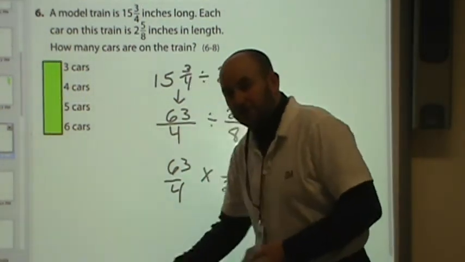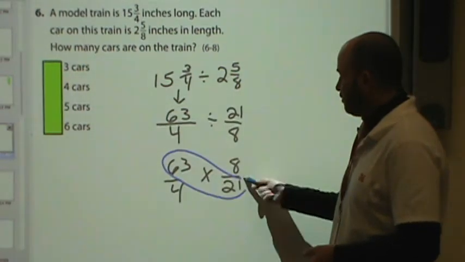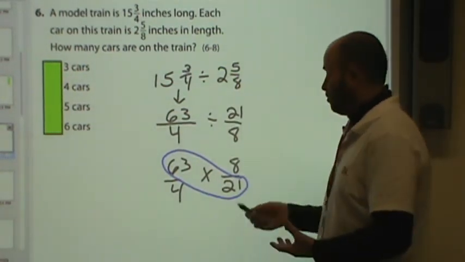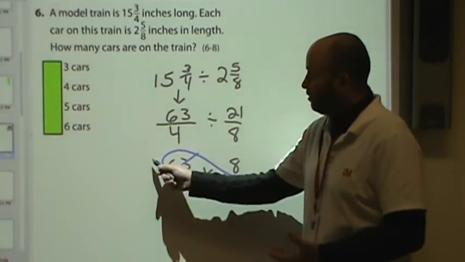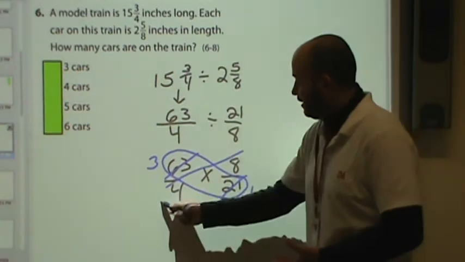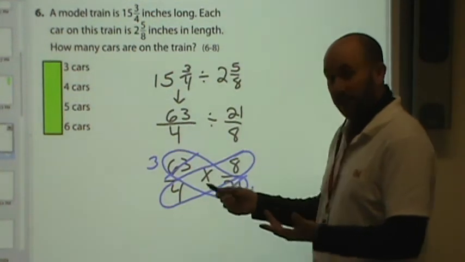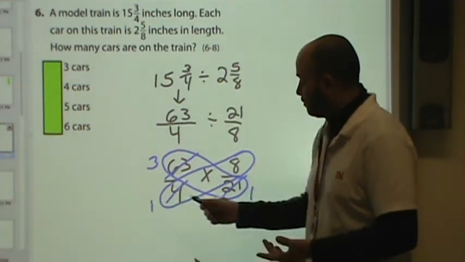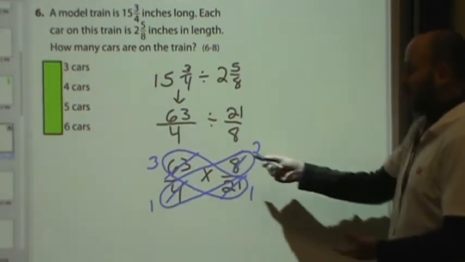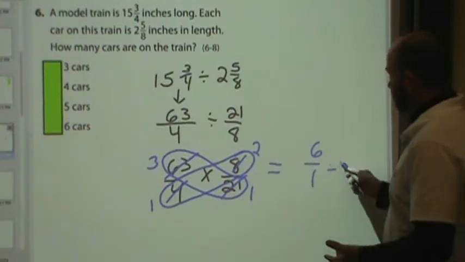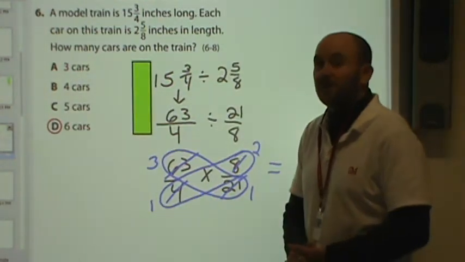Now, in this situation, 21 and 63 are compatible. 21 can go into itself 1 time, and it can go into 63 3 times. 8 and 4 are also divisible by 4, so 4 divided by 4 is 1, and 8 divided by 4 is 2, and so we multiply it out, and we get 6 over 1, which equals 6. And so our answer for this is 6 cars.